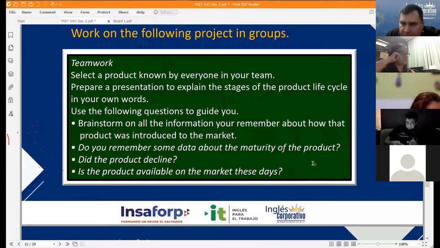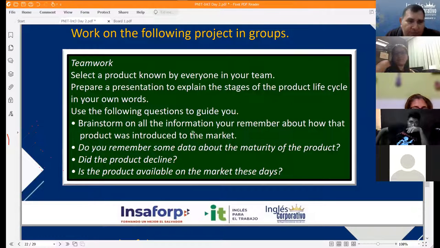Then, when you finish discussing the questions, you're going to be doing this task. Select a product that everybody knows, okay? And you're going to be preparing a presentation. No, you're not going to do it, but I'm going to tell you what you're going to do. You're going to describe, you're going to explain the stages in the product life cycle, okay? In your words. Use the following questions to guide you.